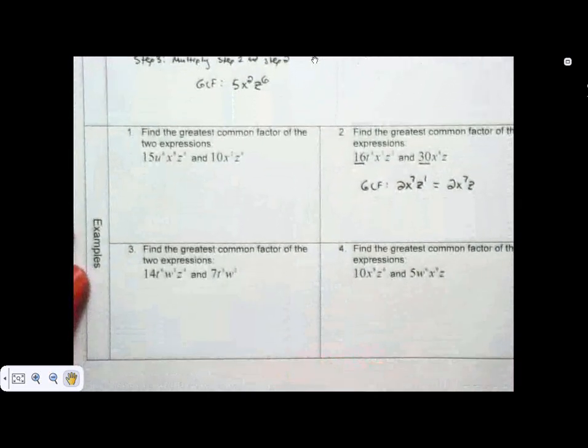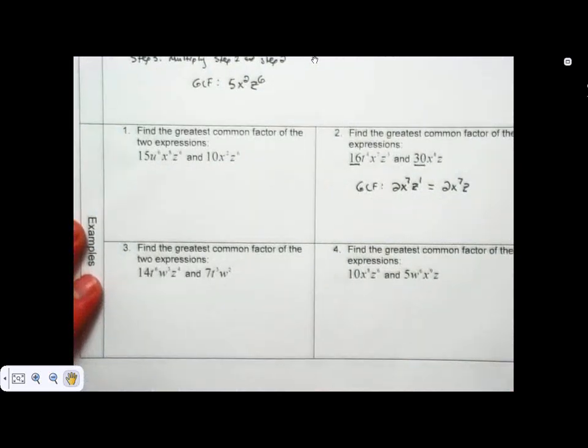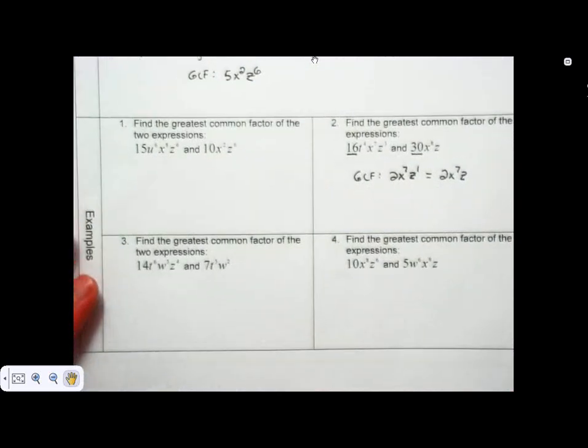Okay, I want you to try numbers 3 and 4, pause the video, and then restart after you've given them a try.